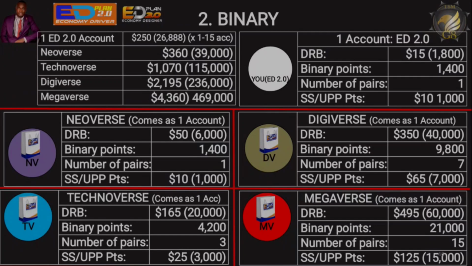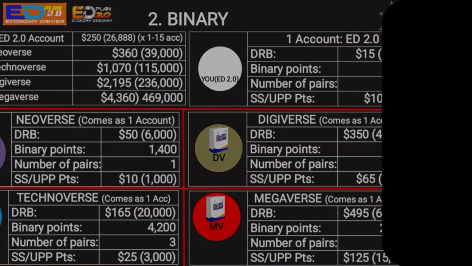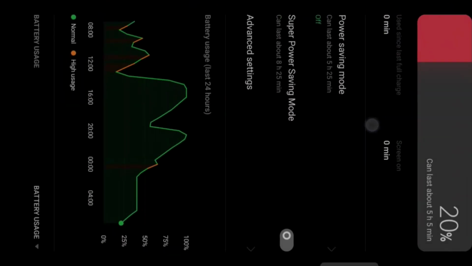And then now the second way of income generation is what we call binary. And we have a few tables here that I want you just to have a look at. And I'll just explain briefly so that you get what it means, okay? So this first table tells you the combination of the prices of all the packages. So we have the ED 2.0 packages, and then you have the Neoverse, Technoverse, Digiverse, Megaverse. These are the prices of all those packages, okay?